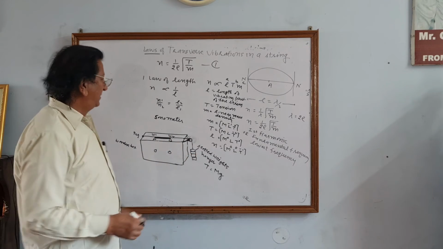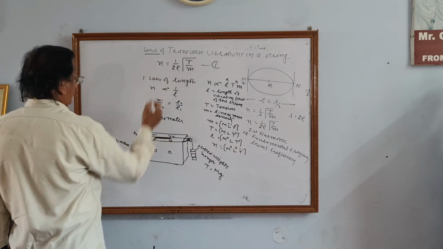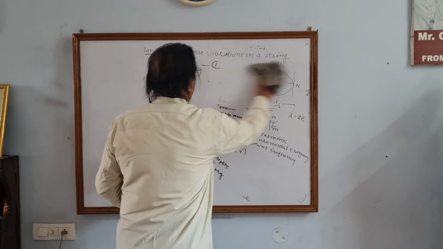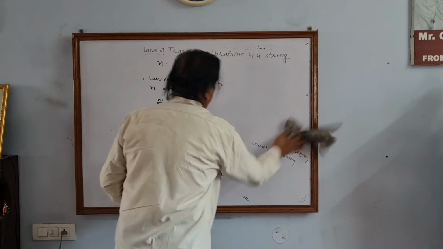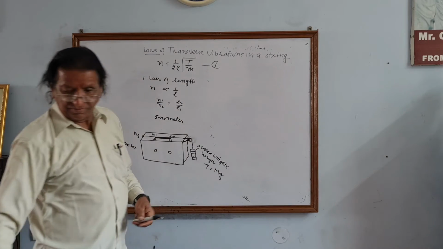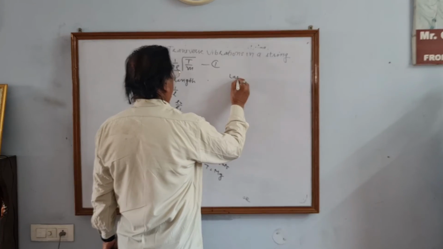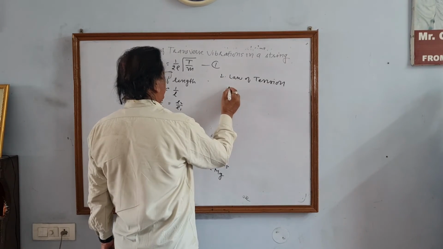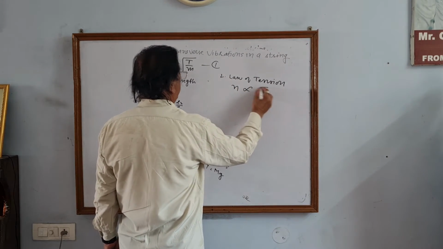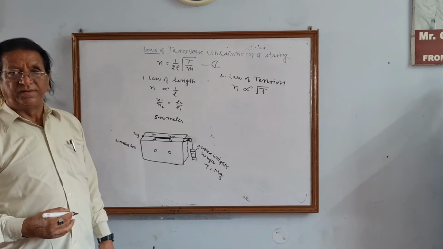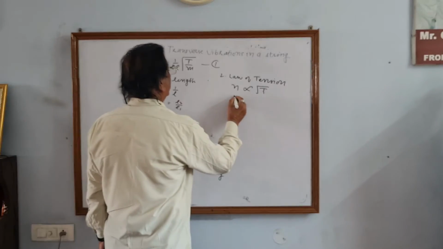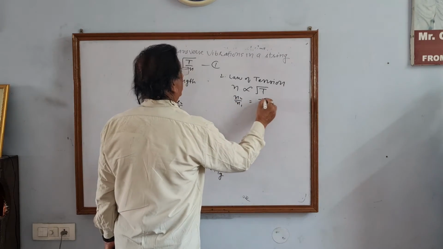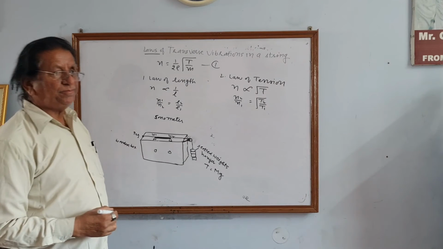Then you have a law of tension also. Law of tension: how the fundamental frequency is related to the tension. The second law is the law of tension. It means the fundamental frequency is directly proportional to the square root of tension, which means n2 by n1 will be t2 by t1 under root.